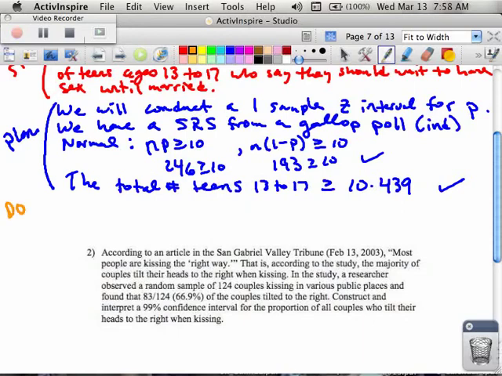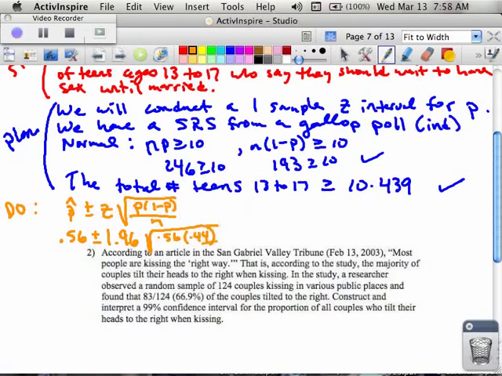And in the do part, that's where you take your p hat, which is your sample proportion, plus or minus the z-score times the square root of p times 1 minus p all divided by n. Okay, so our p hat was whatever 246 divided by 439 is. So I get roughly 0.56 plus or minus the z-score for a 95% confidence interval, which is 1.96, which I mentioned on the previous slide, times the square root of the two proportions times each other, success of 0.56 times the failure of 0.44 divided by the sample size of 439.